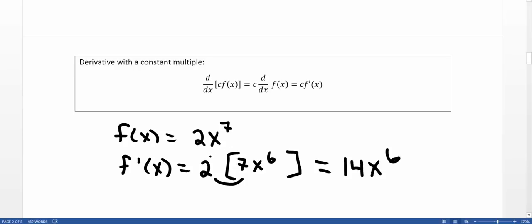Now usually we don't write out this in-between step. Instead, what we do is when the 7 comes down, it just multiplies whatever is in front, and then we subtract 1 from the power. But when you have that constant in front, it's not by itself. So the derivative of that 2 is not 0 because it's attached to the function. So let's try a couple of examples with constants in them so we can practice using both our rules and this new rule about the constant multiple.